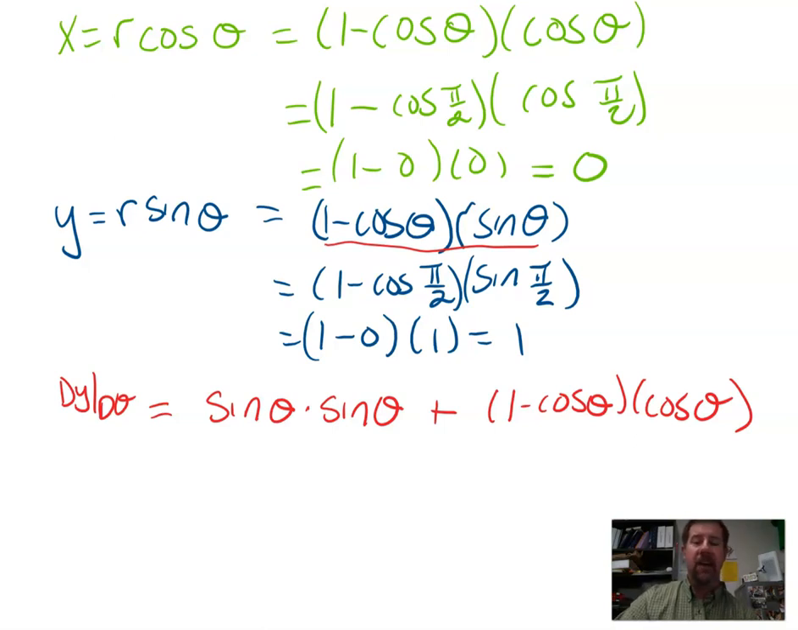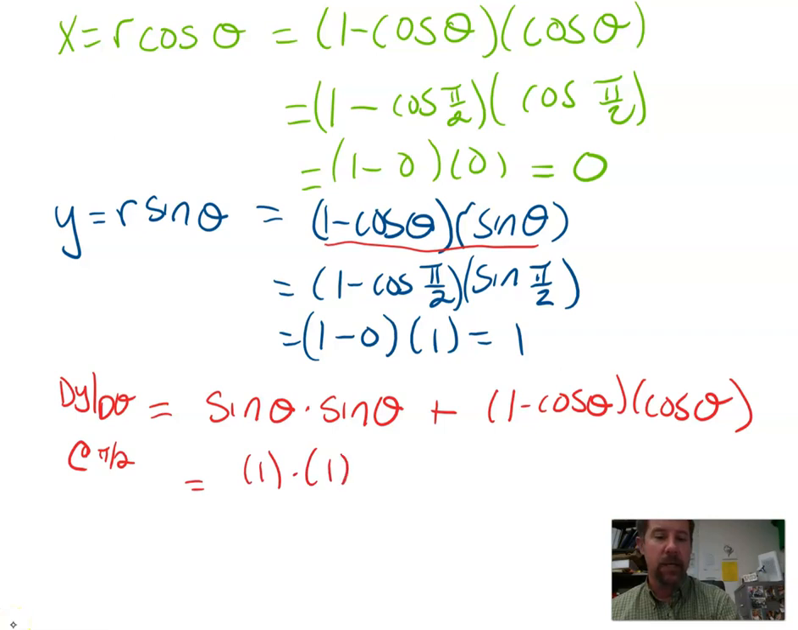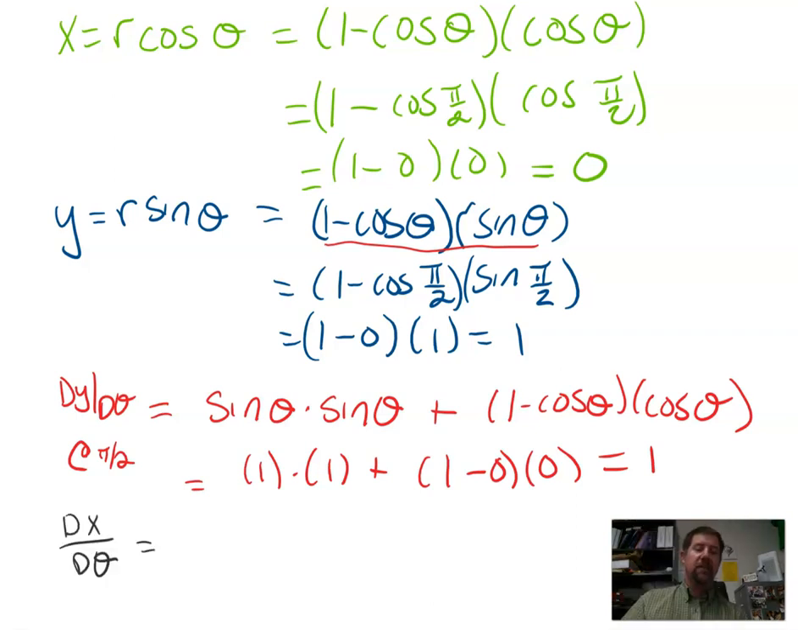And again, I want to evaluate this at pi over 2. So at pi over 2, sine of pi over 2 is 1, times 1, plus 1 minus cosine of pi over 2, which is 0, times cosine of pi over 2, which is 0. So I get 1 plus 0, or dy/d theta at pi over 2 is going to be equal to 1. So now I just need to find dx/d theta at pi over 2.